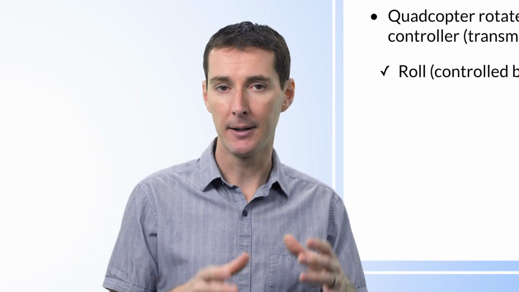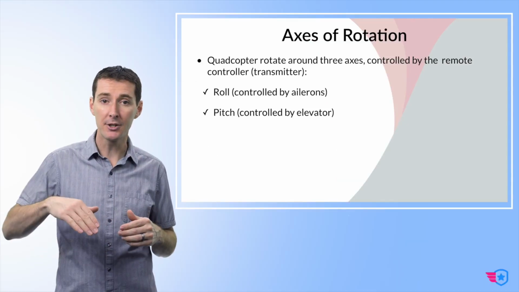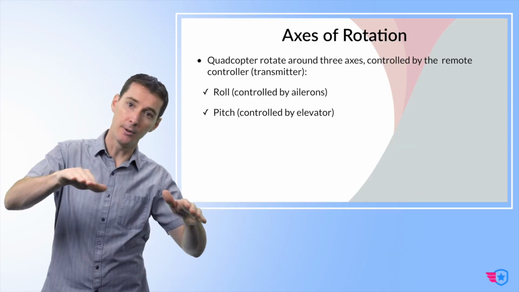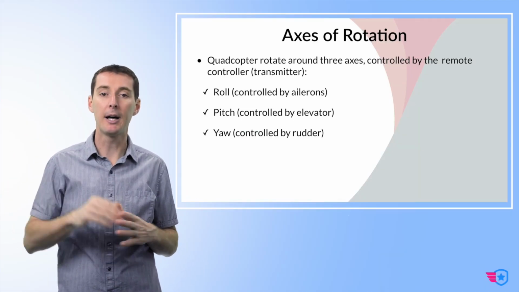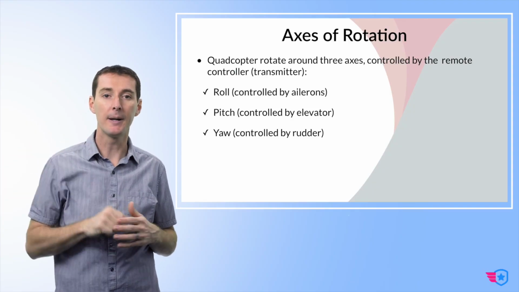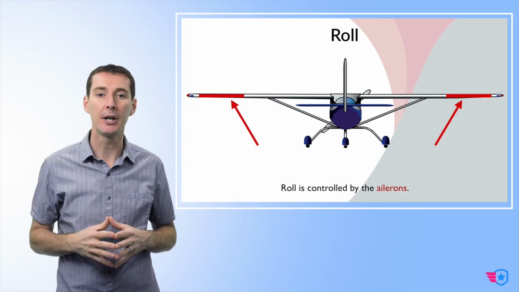So let's talk about these axes of rotation. They're the same. We have three different movements from the UAS. Whether it's a fixed wing or a quad, we're going to have a roll, which is going to be controlled by our ailerons. Roll is going to be going this way. We're going to have a pitch, which is going to be climbing or descending. And we're going to have a yaw, which is rotating around this axis. So to better understand this, let's take a look at an airplane right here.